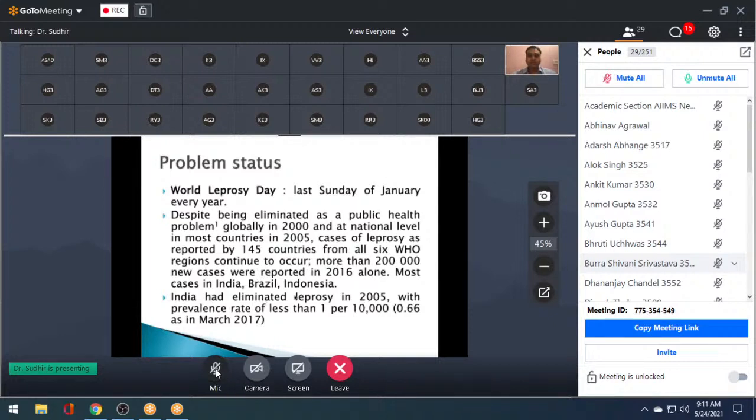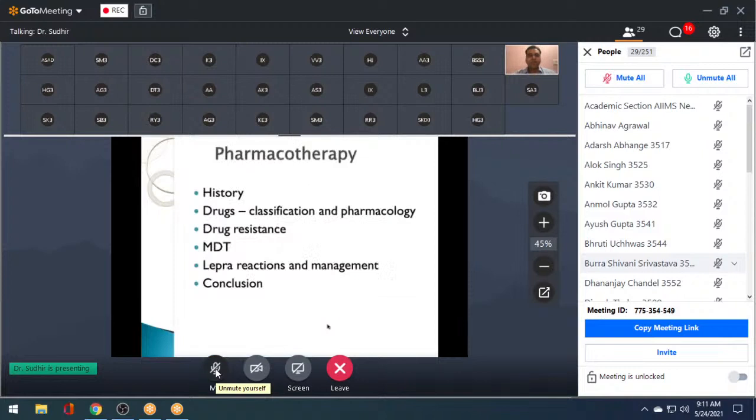Okay. So India had eliminated leprosy in 2005, but there is still a prevalence rate of less than 1 per 10,000 cases. Some cases are being reported sparingly in some places. Okay. So coming to pharmacotherapy, it is a historical disease. That means it has been present from long years ago.